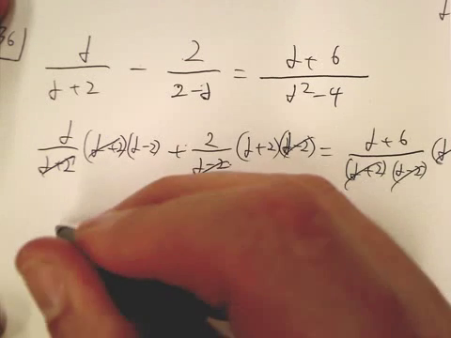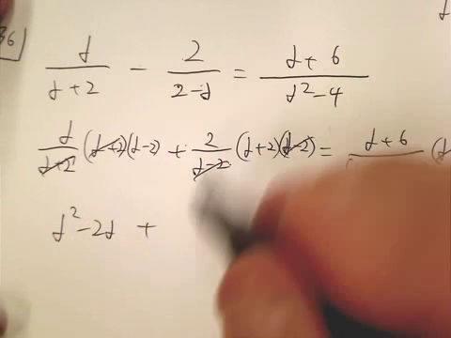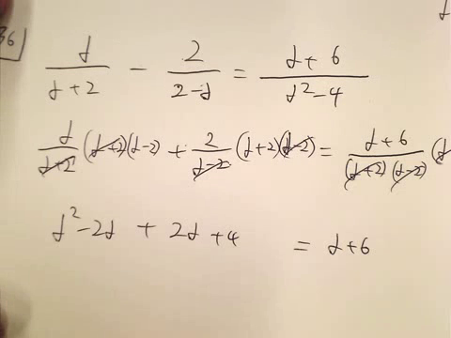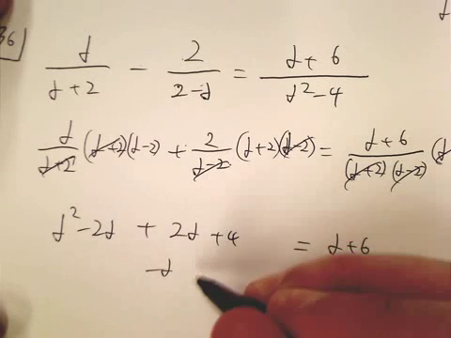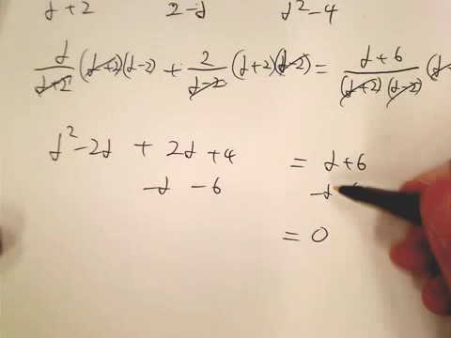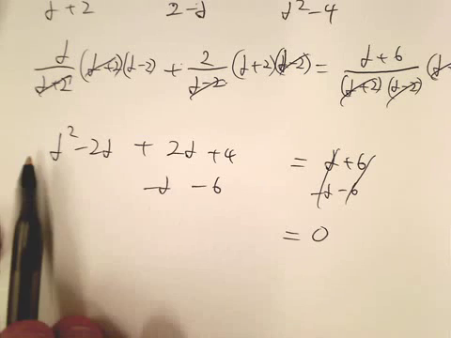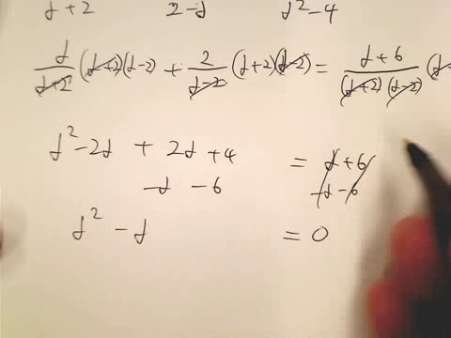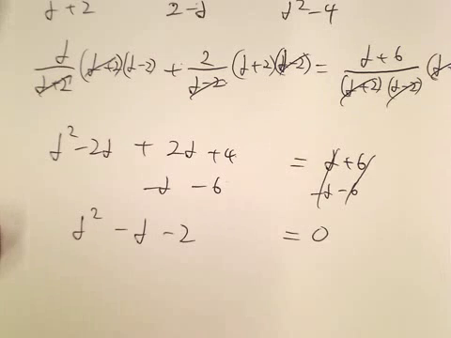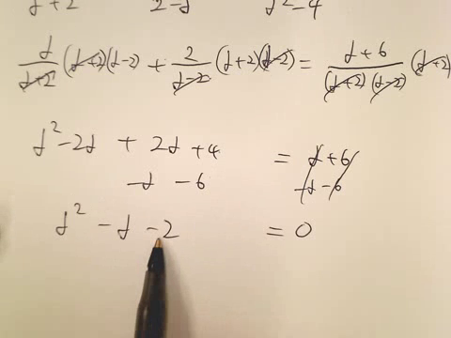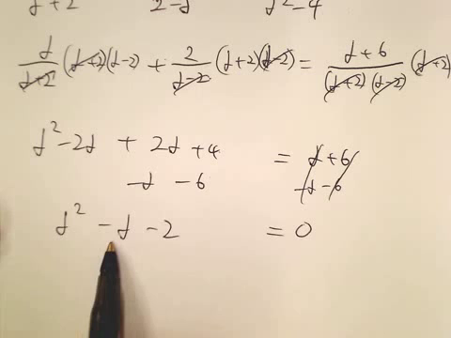Okay, the next step, distribute the d. This will be d squared minus 2d plus 2d plus 4 equals d plus 6. Okay, let's make it equal 0, minus d, minus 6. Let's combine up our like terms here. d squared, negative 2 plus 2 is 0. Minus 1 is negative 1. So d squared minus 1d. 4 minus 6 is negative 2. So I had kind of a mess over there, but combine your like terms. Okay, numbers that multiply to negative 2 and add to negative 1. That's going to be negative 2 and positive 1.